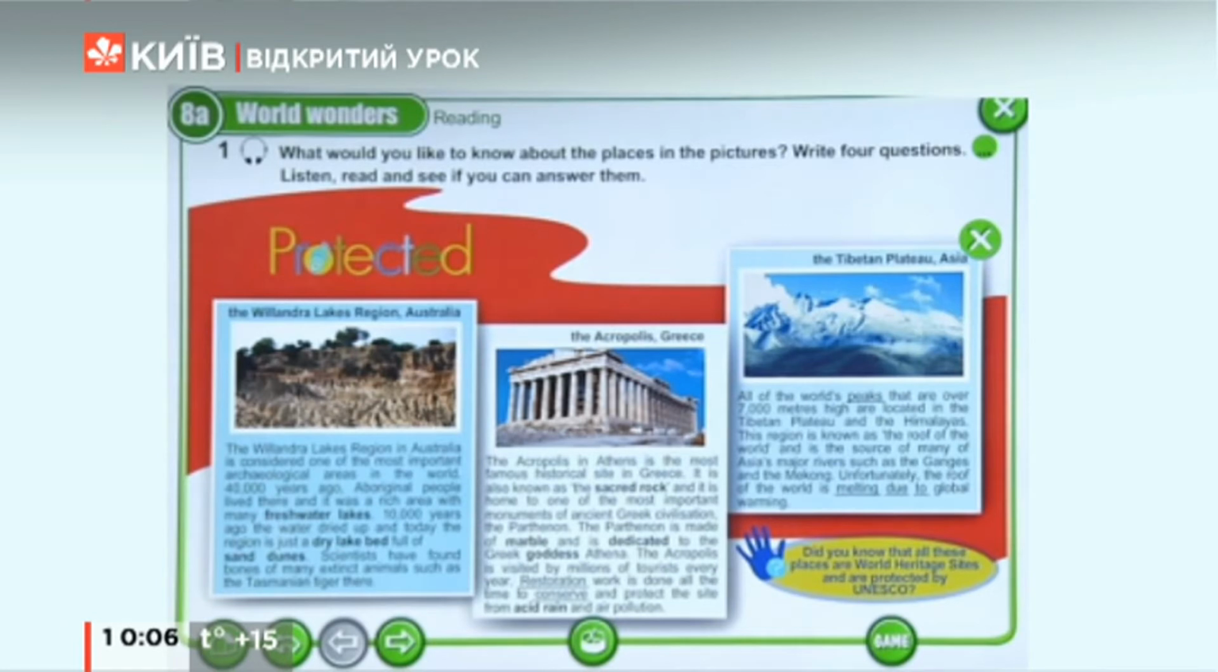The Tibetan Plateau, Asia. All of the world's peaks that are over 7,000 meters high are located in the Tibetan Plateau and the Himalayas. This region is known as the roof of the world and is the source of many of Asia's major rivers, such as the Ganges and the Mekong. Unfortunately, the roof of the world is melting due to global warming. Did you know that all these places are World Heritage Sites and are protected by UNESCO?